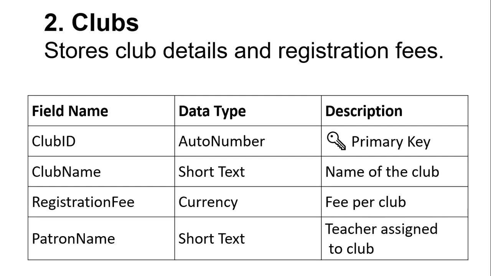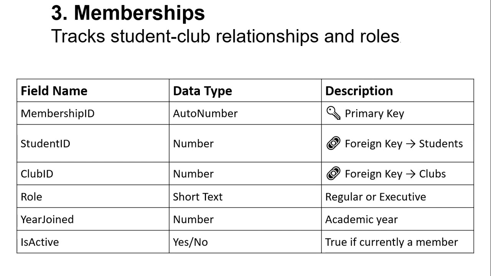Then we have table number 2, clubs, which stores club details and registration fees, where we have club ID, name, registration fee, and patron name. You can see the description. Remember, description is usually optional. Number 3, we have members, which tracks the student-club relationship. For members, we have member ID, which is our primary key.